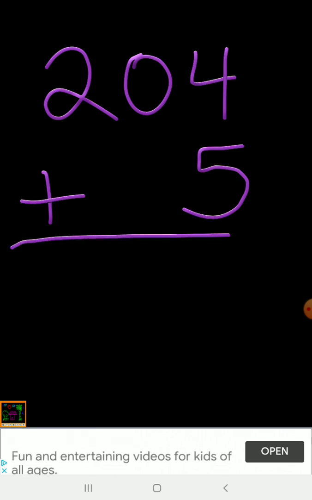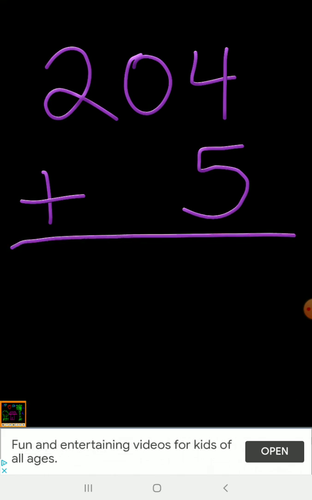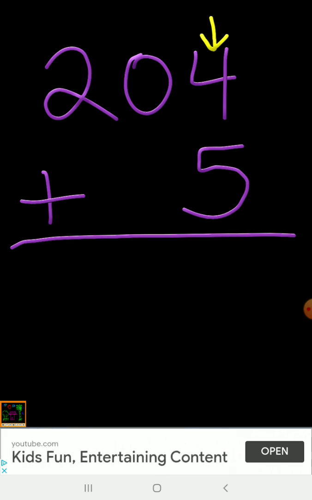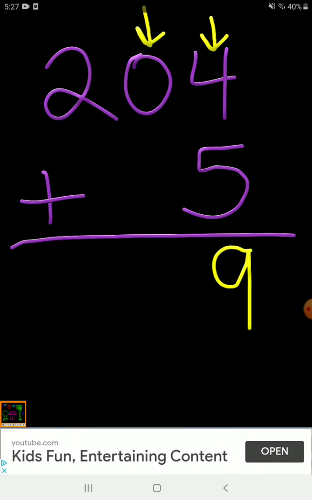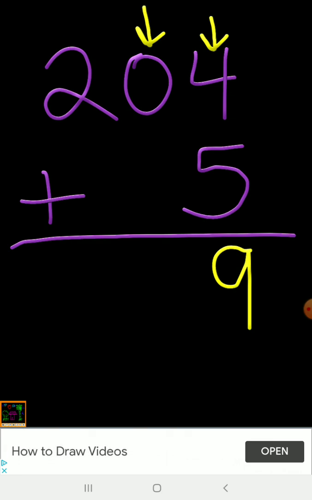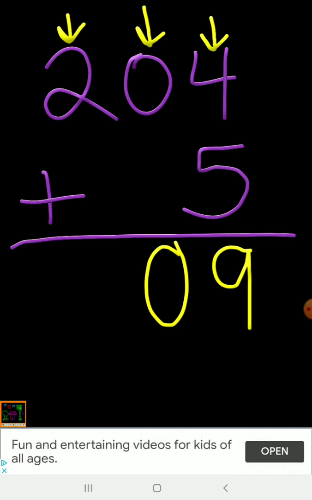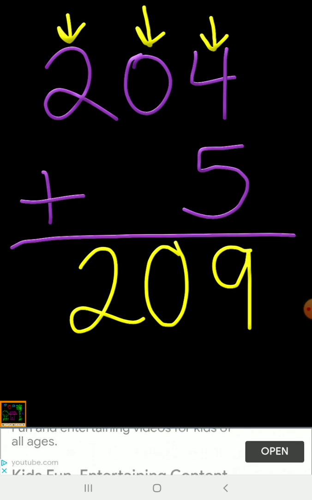So make sure you line them up. So you start on the right side. So 4 plus 5 is 9. The next column, 0 plus 0 is 0. And then the last column, 2 plus 0, because there's nothing there below it, is 2. So 204 plus 5, 209.